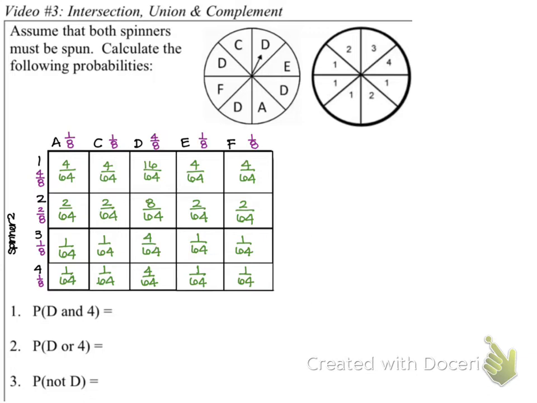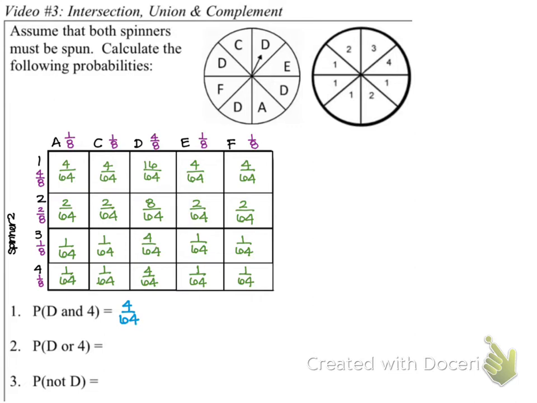So with the probability of D and 4, we want both of those things to happen simultaneously. So what we're going to do is take a look at the probability of D occurring and then the probability of 4 occurring. And what we're looking for specifically is the overlap, or the intersection, between those events. So in this case, we're going to end up with 4 over 64. So that location where D and 4 overlap right there. So our probability of D and 4 is 4 over 64, which can be simplified, but it's not really necessary.